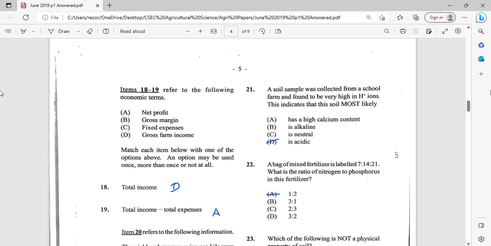A bag of mixed fertilizer is labeled 7, 14, 21. That is NPK, nitrogen, phosphorus, and potassium. What is the ratio of nitrogen to phosphorus in the fertilizer? So nitrogen is going to be 7. Phosphorus is going to be 14. So 7 goes into itself 1 time, 14 goes 2 times. So the ratio here is going to be 1 to 2, which makes the answer A.